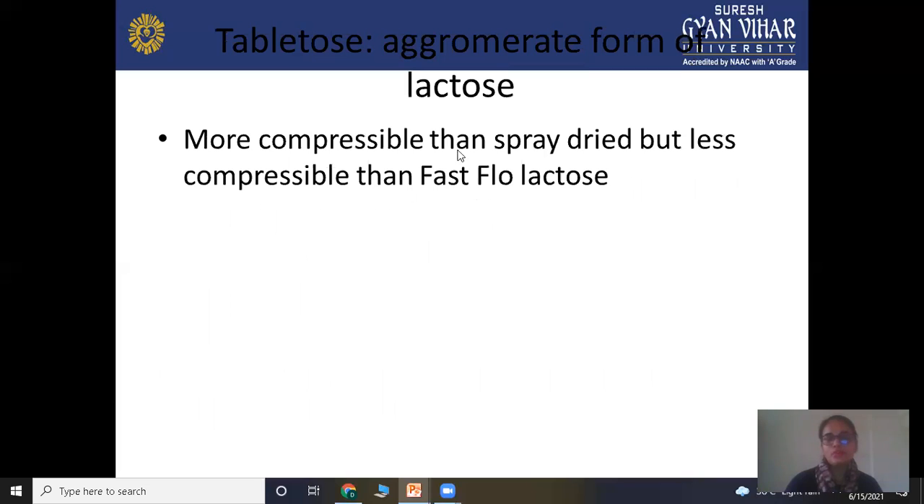Next is Tablettose, and this is also known as the agglomerate form of lactose. This is also a modified form of lactose, and this is also known as Tablettose or agglomerate form of the lactose.